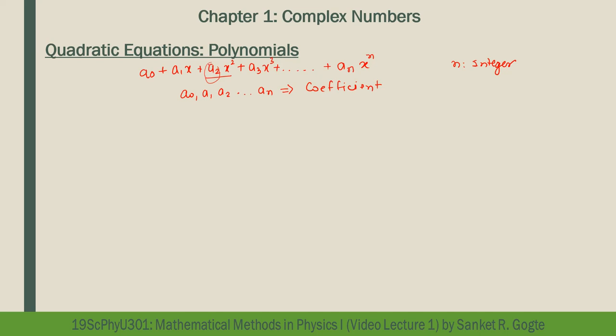And x, of course, is the variable which varies in the given range. Now, degree of polynomial is the highest power with non-zero coefficient. Let's consider a few examples.